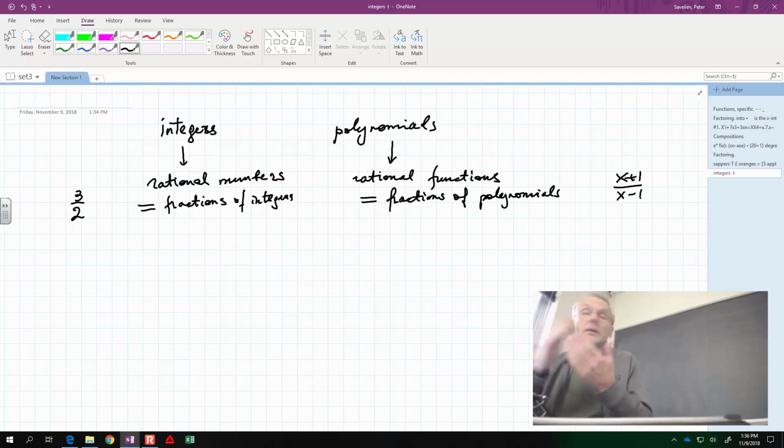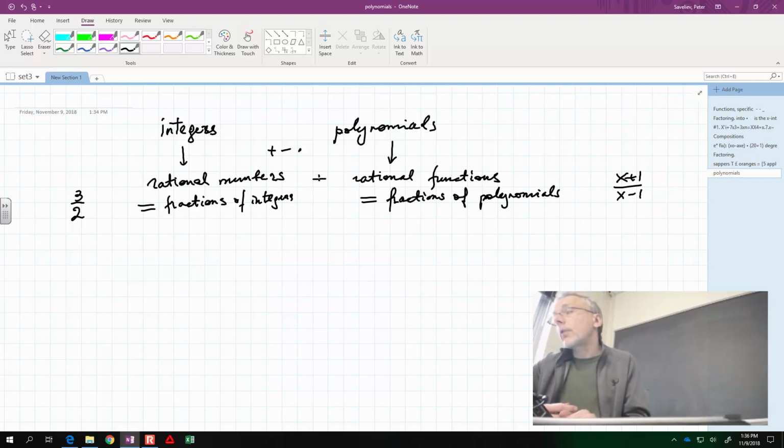Once again, the analogy remains. Whenever you only do addition, subtraction, multiplication, two integers will produce an integer. Same with polynomials: you add, subtract, or multiply two polynomials, you'll get another polynomial. When you start dividing, you will start getting numbers that are not necessarily integers, or functions that are not necessarily polynomials. So (x plus 1)/(x minus 1) is not a polynomial anymore.